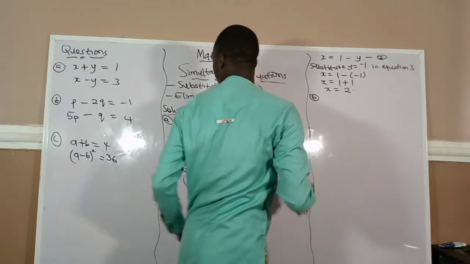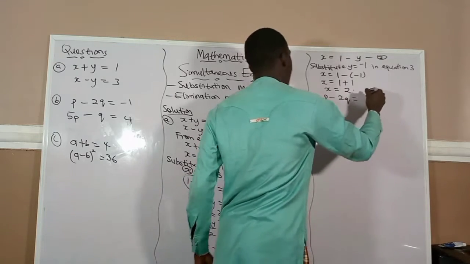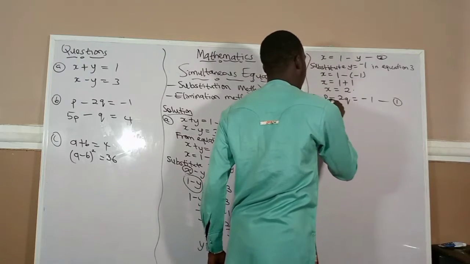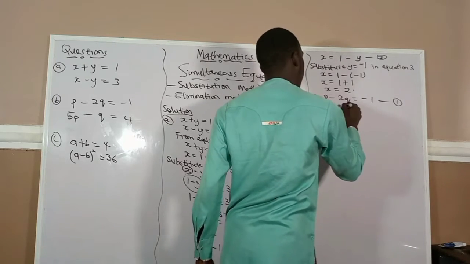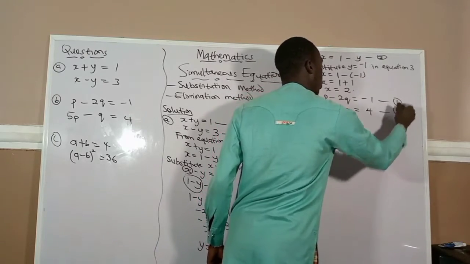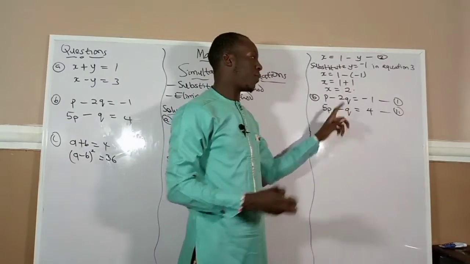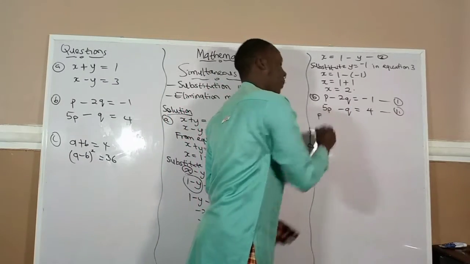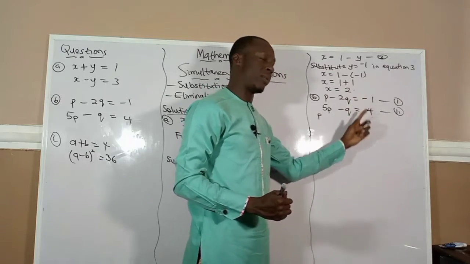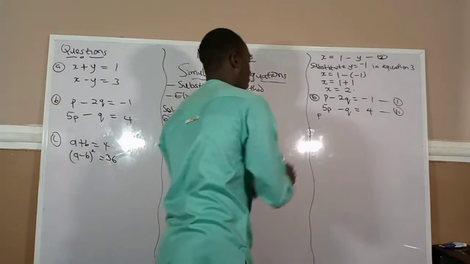Question B. We have p minus 2q is equals to minus 1. Call this equation 1. And we have 5p minus q is equals to 4. Call this equation 2. Don't forget, like I said earlier, we could use either equation 2 or equation 1. But let me try equation 2 and see what we're going to have.